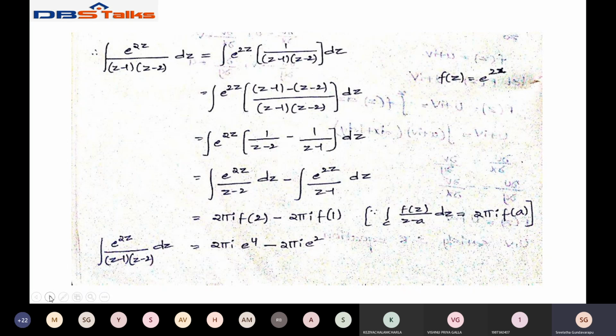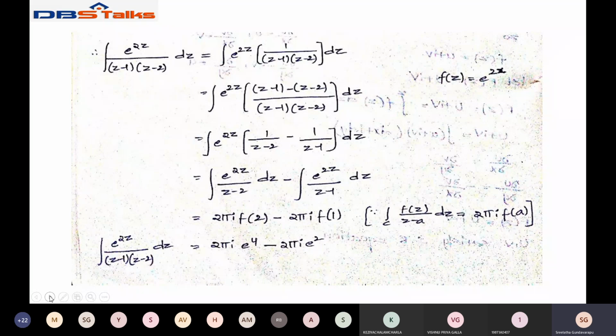We know the formula is integral f of z by z minus a dz. So the given integral may be changed using partial fractions. Then we split this integral into the form integral f of z by z minus a dz. We use partial fraction of 1 by z minus 1 into z minus 2, or we can use the observation method. We get integral e power 2z into 1 by z minus 2 minus 1 by z minus 1 dz.